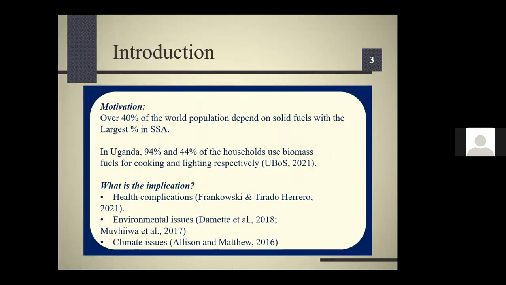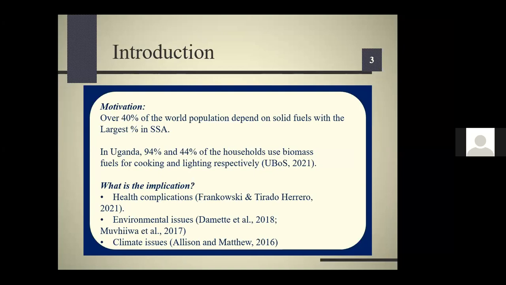Okay, I think we can now start. As I've said, my area of study is energy transition, in the context of households. I'm interested in looking at transitioning households from solid fuels to clean fuels. So what motivates me to look at this area?